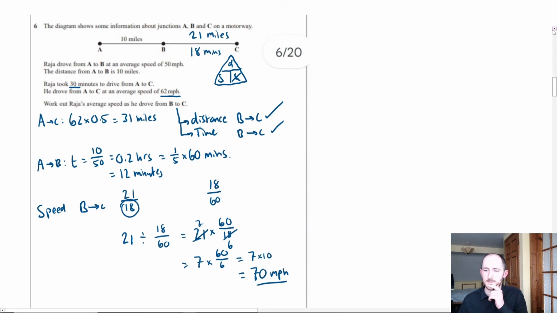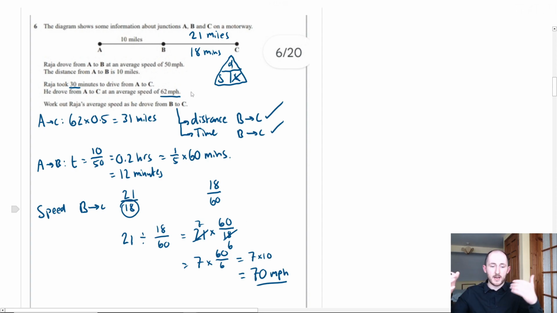How do you convert from kilometers per hour to meters per second? I'll show you in 1 second. So the way I'm going to check if my answer is correct, right? If you look, over the total distance, the average speed was 62. But here it is only 50, which means my average speed for B to C should be bigger, right? So it balances out. So kilometers per hour to meters per second. Let me do that for you quickly.